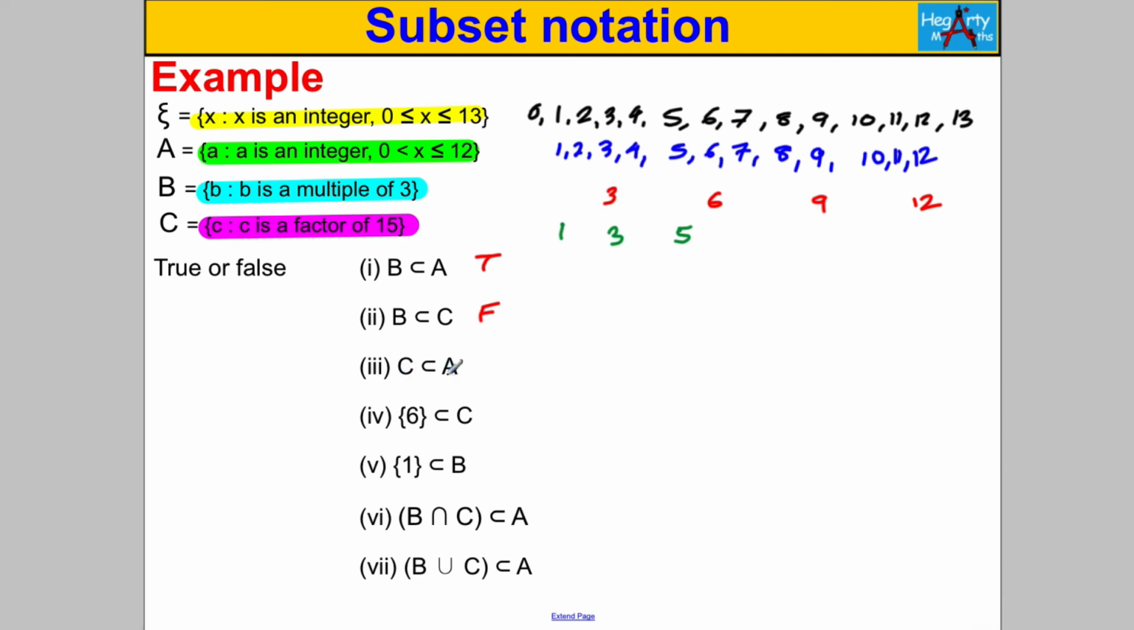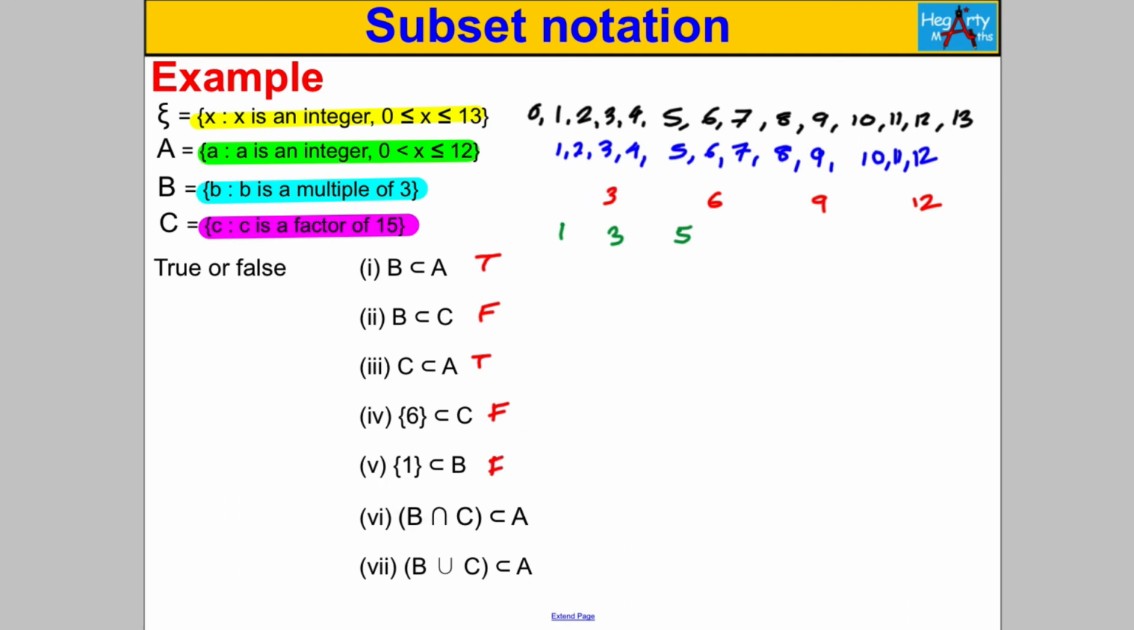Is C entirely contained within A? Is C a proper subset of A? Are these three elements all in A? They are. 1 is, 3 is, 5 is. This is true. Is 6, the set of just the element 6, entirely within C? Is 6 in C? No, it's not, so this is false. Is 1 entirely contained within B? 1 is not contained within B. You can see 1 is not an element, so that's false.